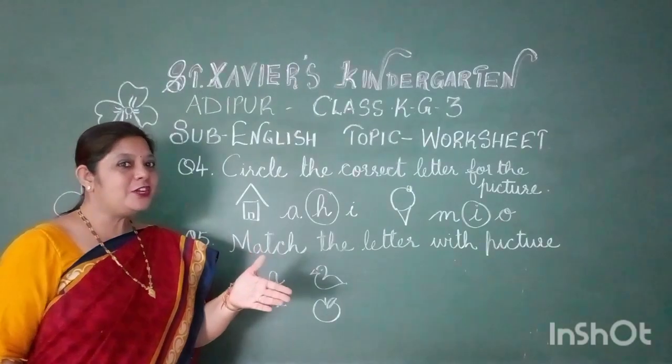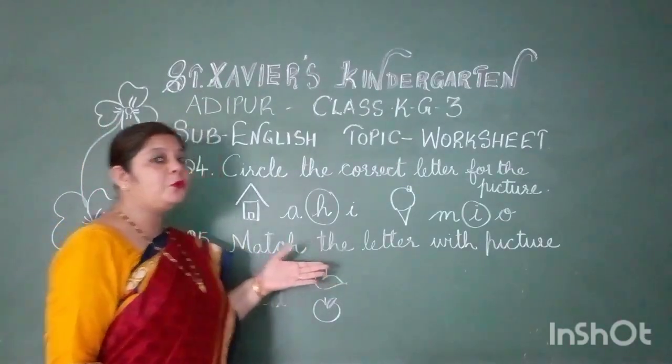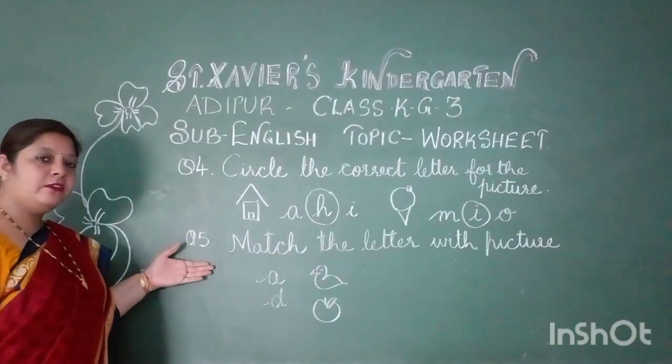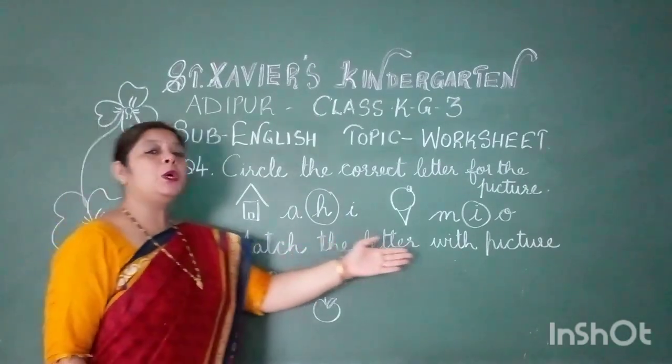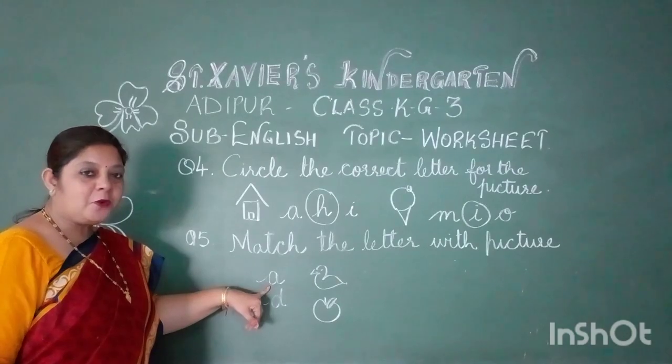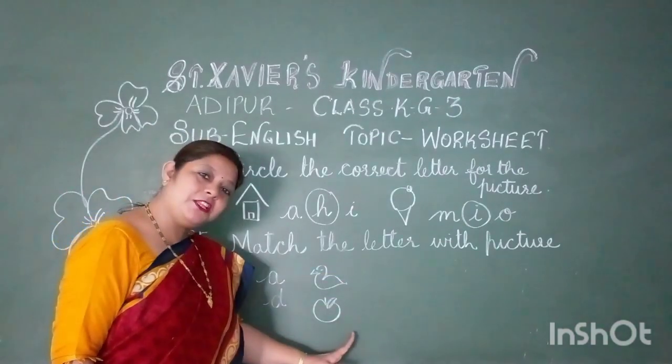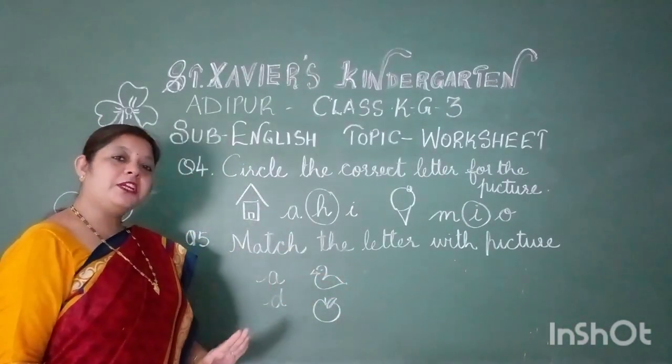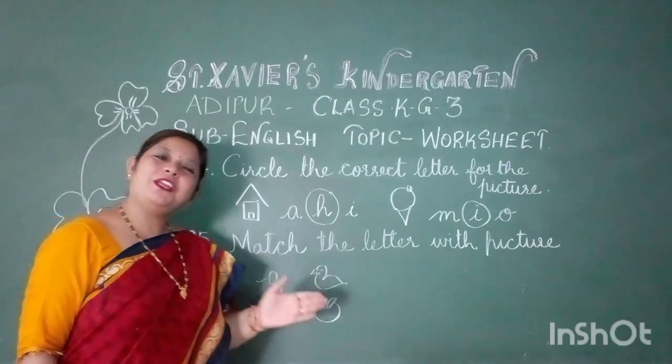I. Got it, children? Now see, what is question number 5 coming up with? It's match the letter with the picture. So, the letters are over this side and the pictures are over this side. You have to do it. Okay, that's very nice.